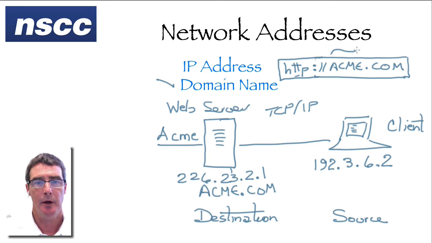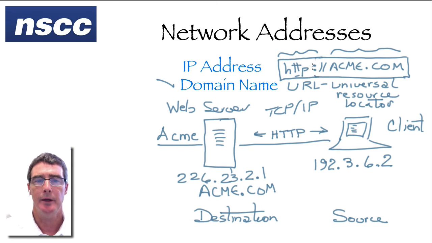The major part of this, acme.com, is the domain name. The part in front, the HTTP, defines what protocol we want to use, or what rules when we communicate between these two, the client and the server. Together, this forms what is called a universal resource locator, or URL.